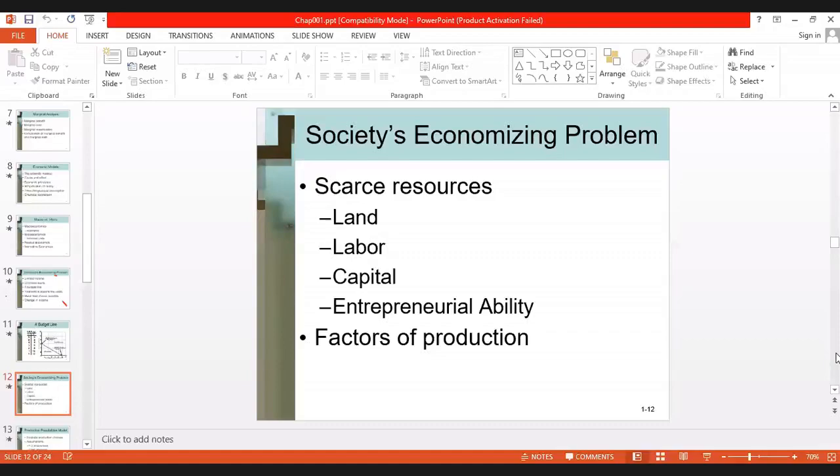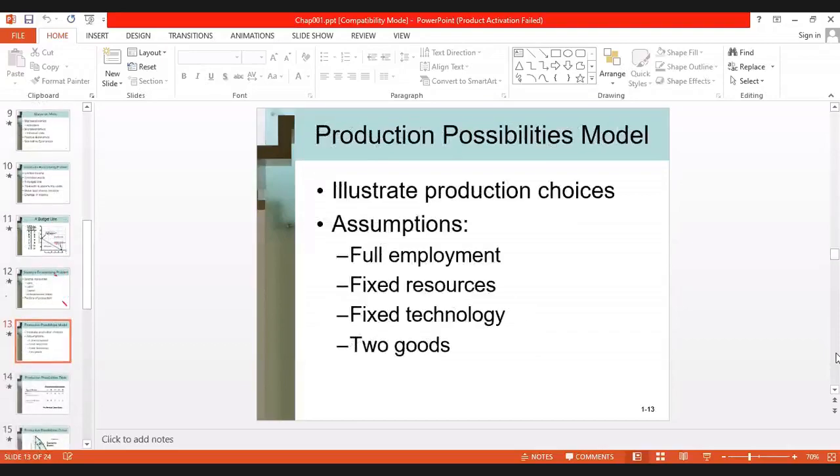Land can be used to produce anything. Labor can be used to produce anything. Capital can be used to produce. Entrepreneurial ability also contributes to the products. The money itself cannot produce anything, so money is not in these 4 categories. Money can be used to purchase capital, which we call investment. So these are the factors of production.